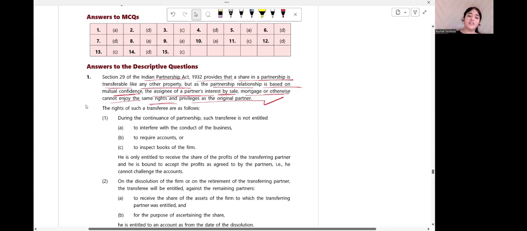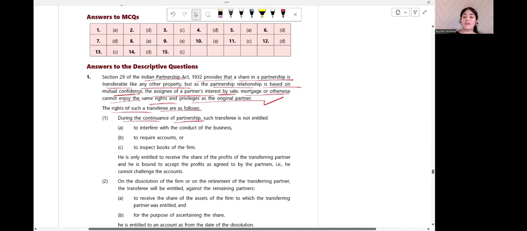Okay, these 2 points you have to mention: that under the Partnership Act you can transfer the right just like another property, but the partnership relation is based on mutual confidence. So the assignee will not have the same rights in respect of sale of property, mortgage, etc. Now, what all rights are given? Let's see. The rights of such a transferee are as follows.